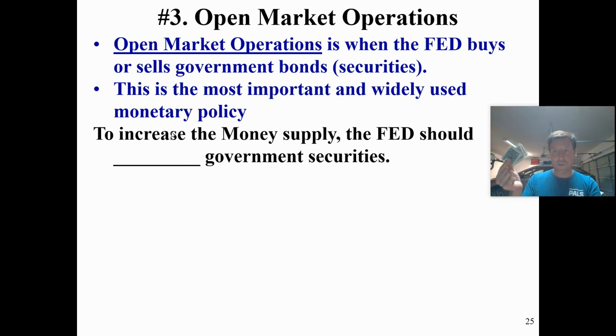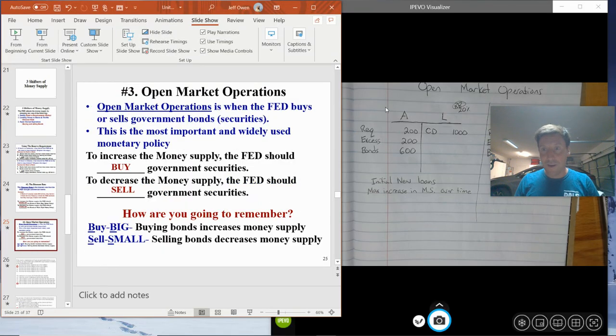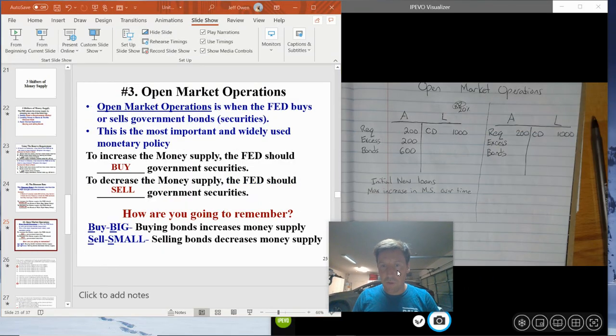This cash will go into my excess reserves. So this cash can be loaned out to new people. Bond does not increase the money supply. Cash goes into excess reserves and does increase the money supply. So let's try and take a look at this through a T-chart. That's right, another T-chart. So open market operations.